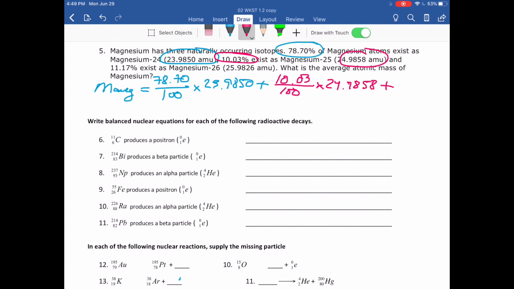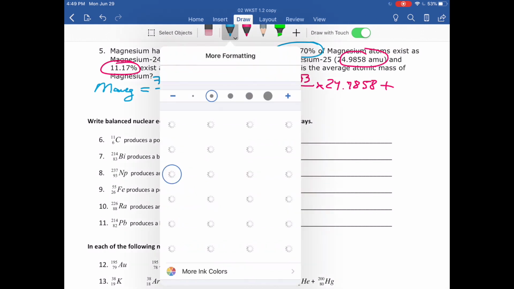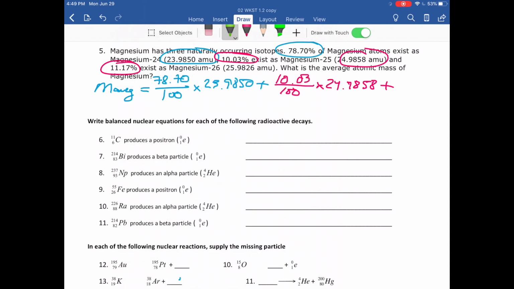24.9858, plus the abundance of the third isotope. So let me change the color now because it's the third isotope. So the abundance of the third isotope, 11.17 over 100 times the mass of that isotope, 25.9826. You calculate that, and the answer is going to be more or less 24.31. Now, if you have a problem where they don't give you the masses of each of the isotopes, then as the mass, you would use the mass number. Okay, this is not the case though.